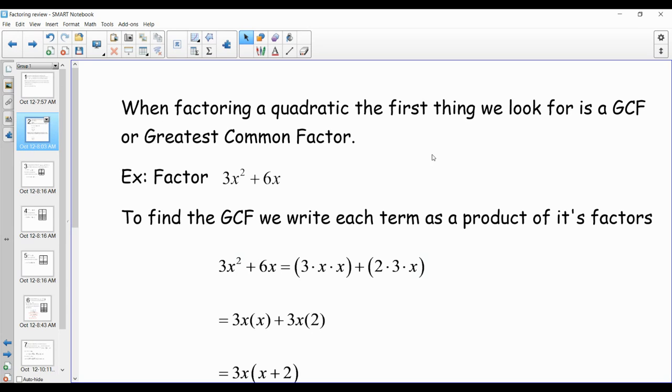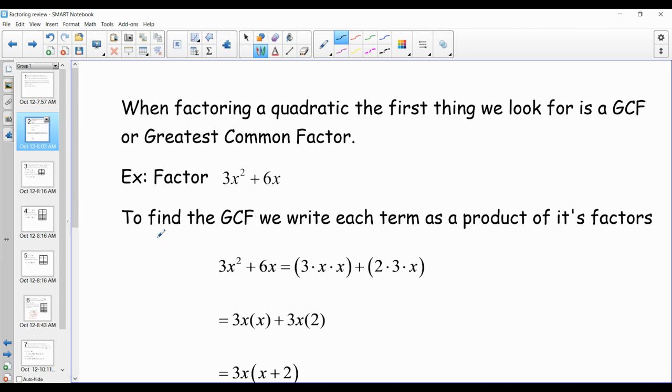When factoring a quadratic, the very first thing you should always look for is a GCF, a greatest common factor. Example, we want to factor 3x squared plus 6x. Do they have anything in common? That's what we're looking for. A couple of ways to find the GCF. I would expect you guys are pretty good at this, but I'm going to write them out anyway.